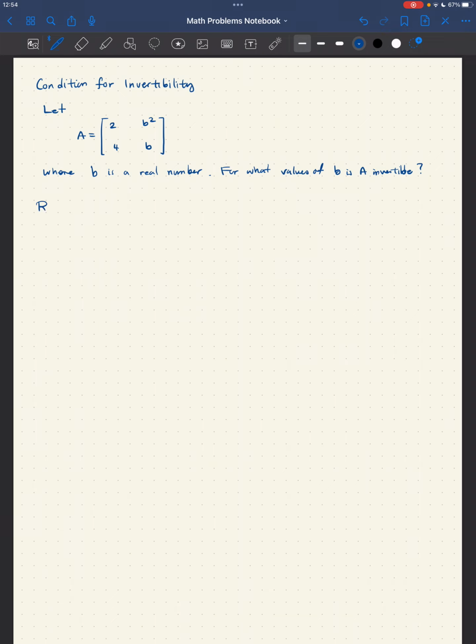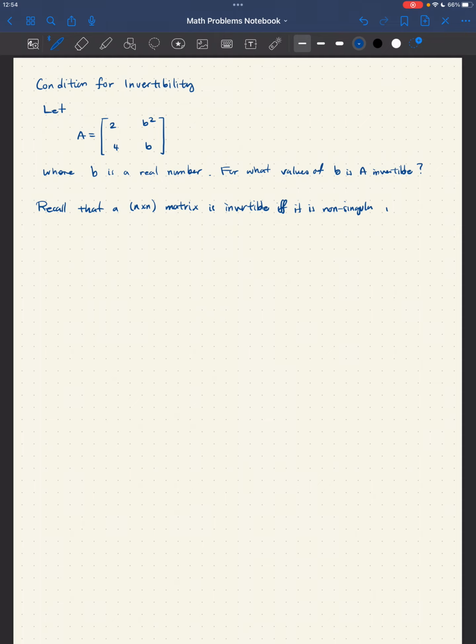So, recall that an n by n matrix, so a square matrix, is invertible if and only if it is non-singular. Meaning that its set of columns forms a linearly independent set.